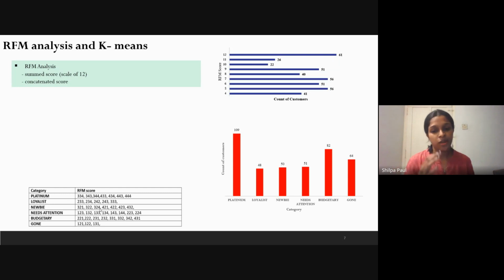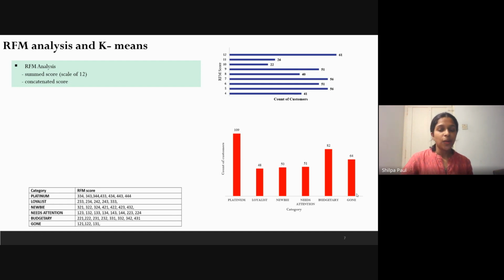If you take the platinum and the loyalist, around 38 to 40% comes in there, so that's well and good. And the gone part comes up to around 15%, and the middle part is the one where we're not sure whether they will stay or they will go.